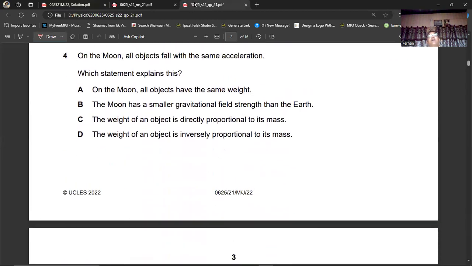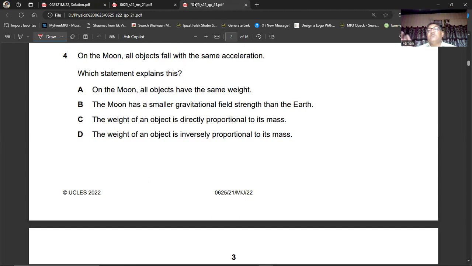Question number 4. On the moon, all objects fall with the same acceleration. Which statement explains this? On the moon, all objects have the same weight. That's wrong. The weight depends upon the mass, so different masses will have different weights. The moon has a smaller gravitational field strength than the Earth, but this does not describe that statement. This statement is true, but it does not describe the original statement. The weight of an object is directly proportional to its mass.